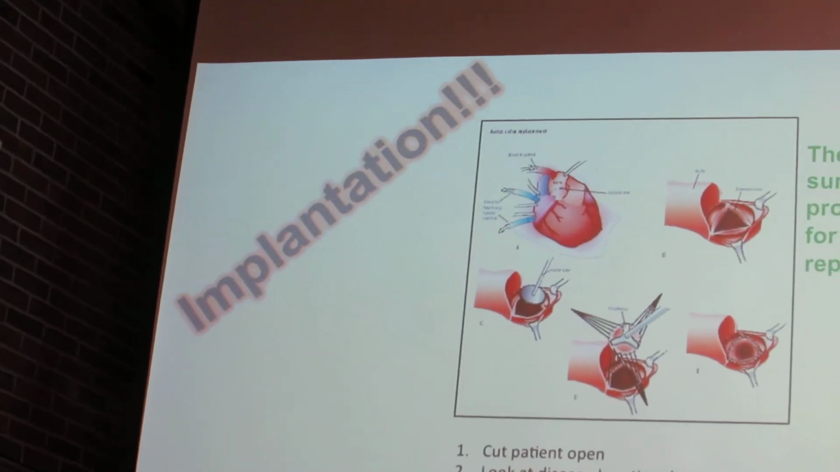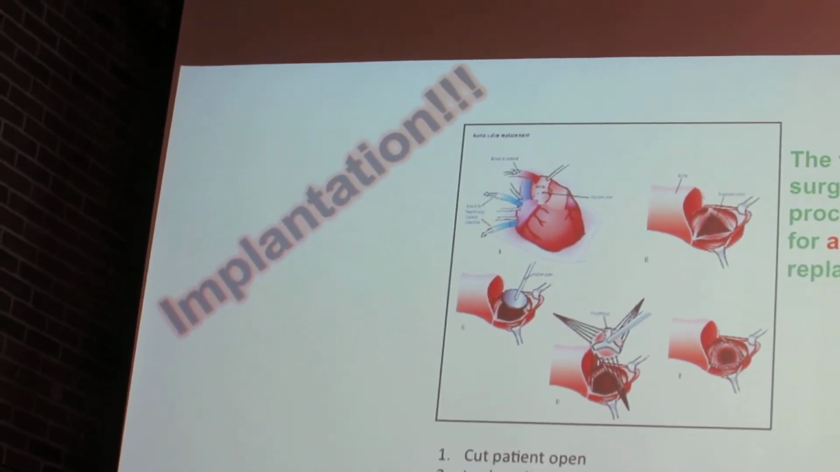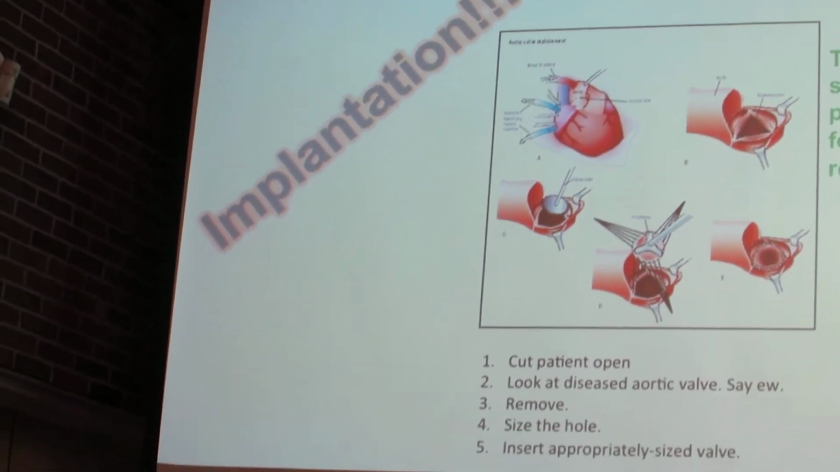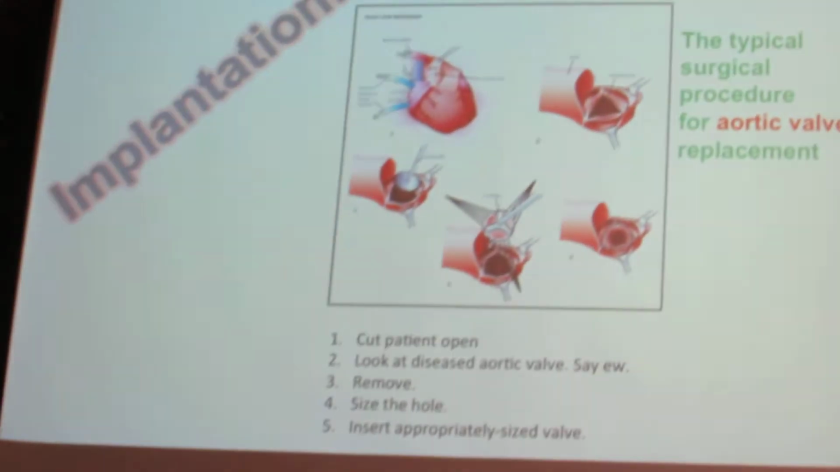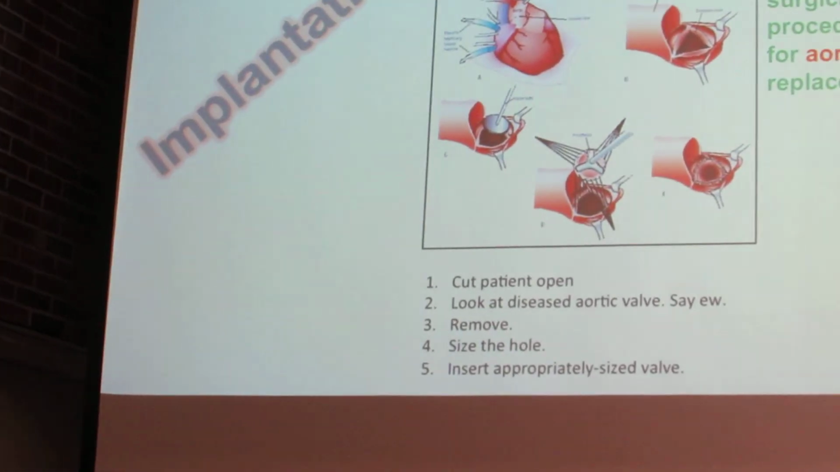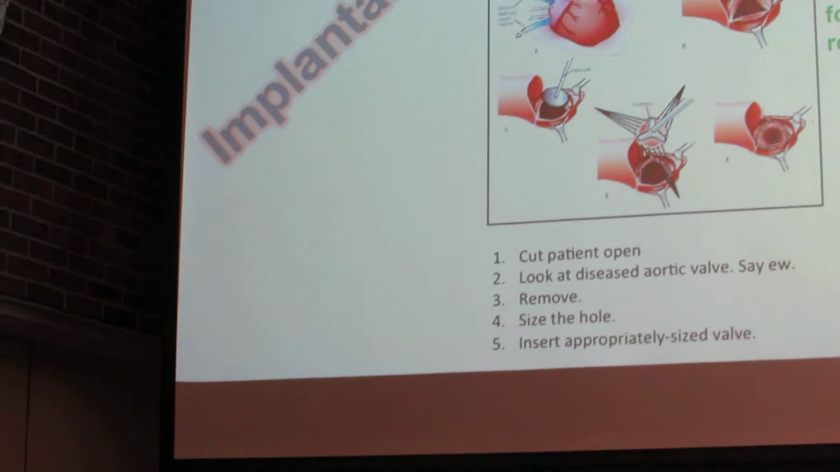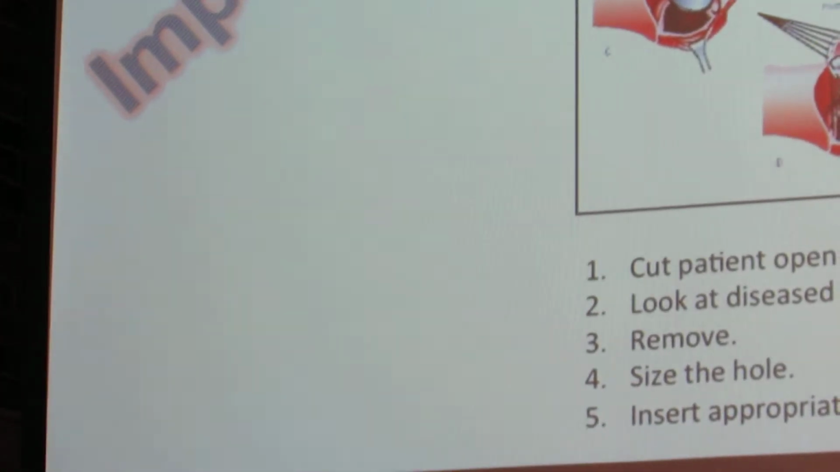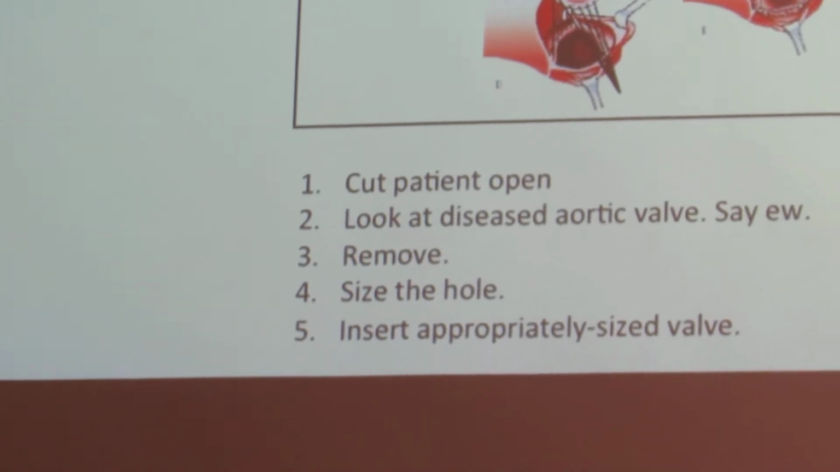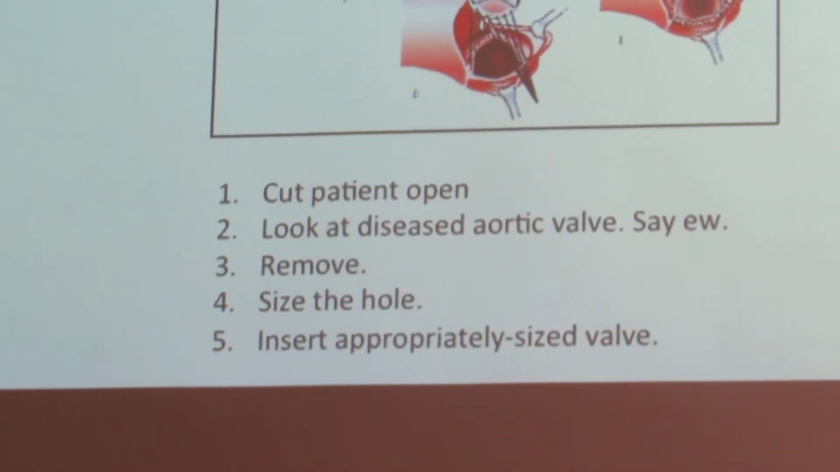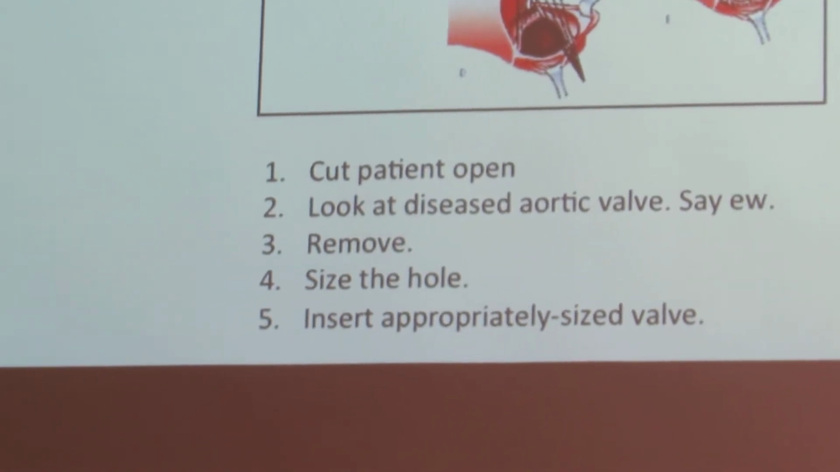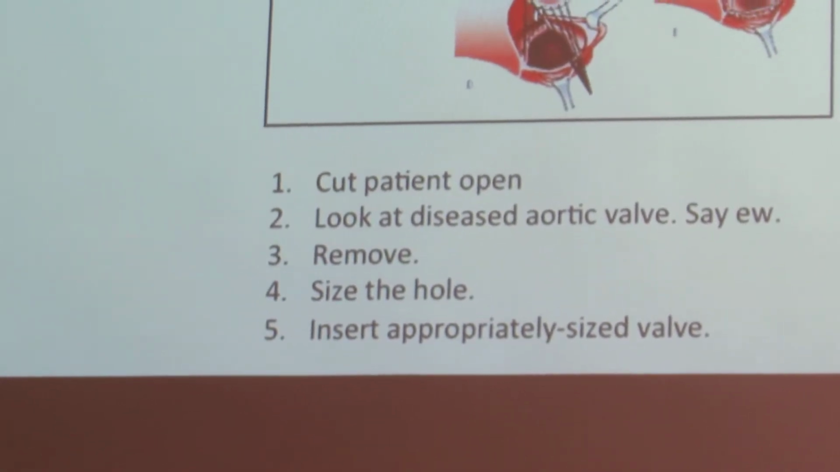So, implantation. You don't really need to know too much about it, but I wanted to give you a brief overview. Here's how it works. You cut the patient open, get rid of that nasty valve. You determine how big the hole is, so you know what kind of valve to put in. You have a shelf of different sizes of valves, you pick the one that's the right size, and then you put it in there. It's really complicated, and it uses a lot of string and stuff.